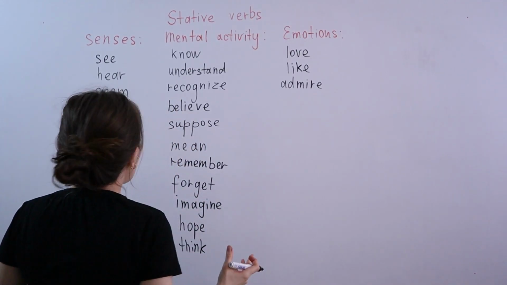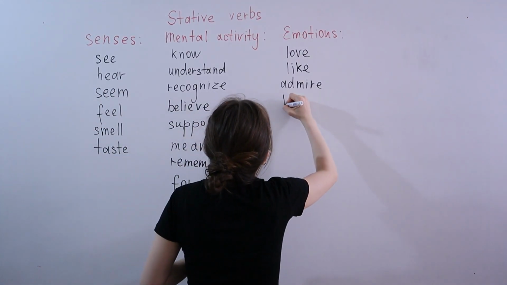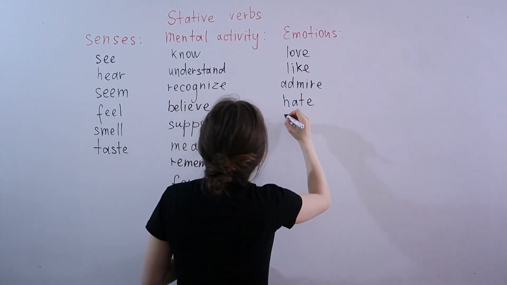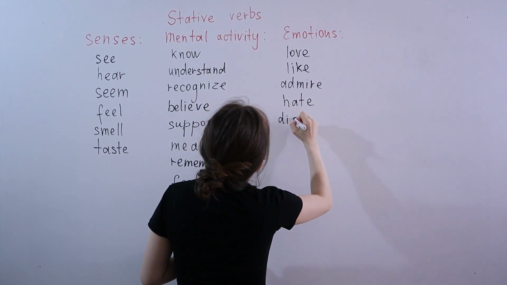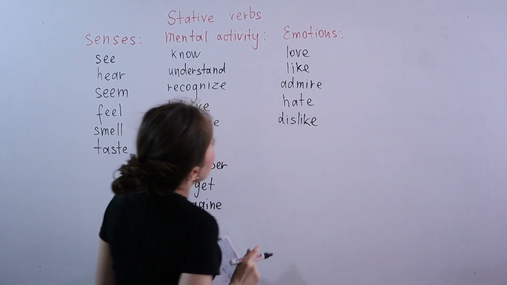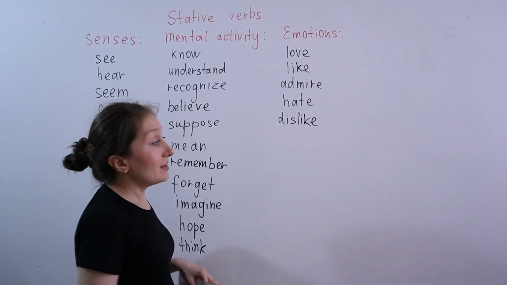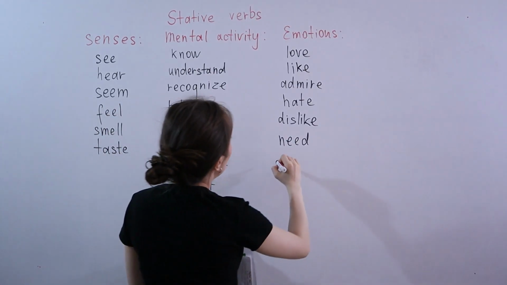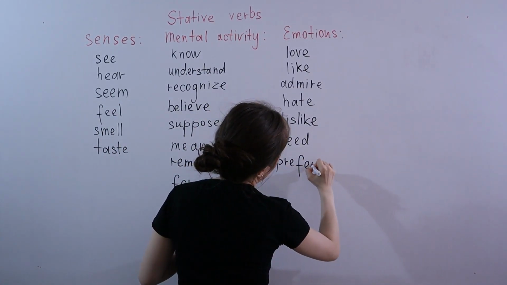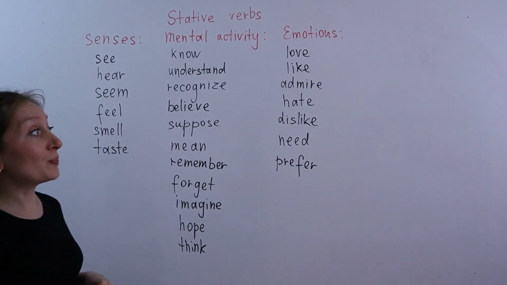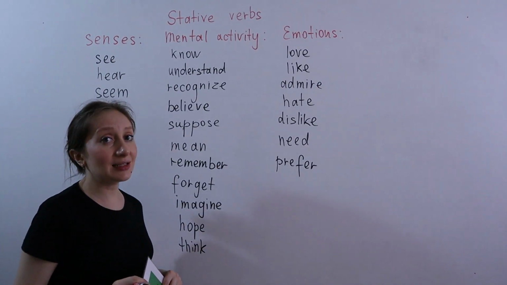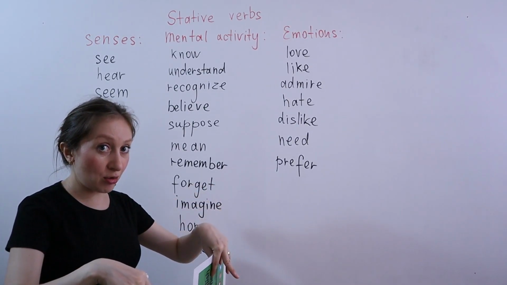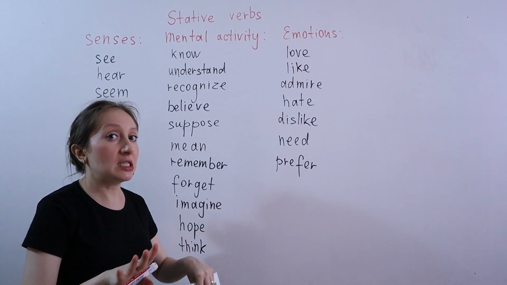Admire. Next, hate, with a negative verb. Dislike. Next, need, and prefer. Right? Love, like, admire, hate, dislike, need, prefer. Emotions, no ing. You speak now, but use present simple, no continuous, right?